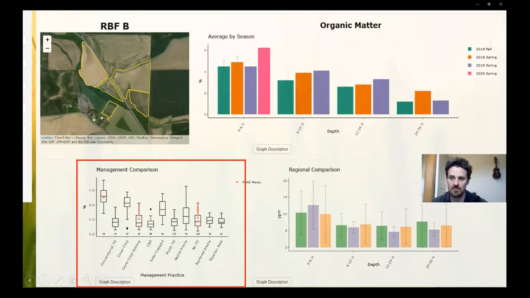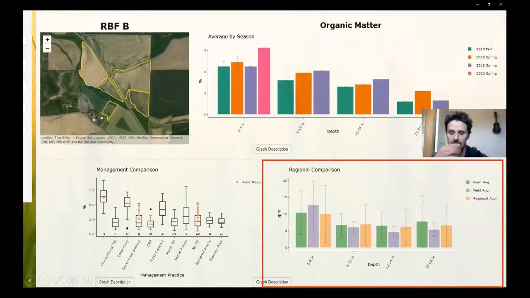The final figure that we have here is a regional comparison. This is a concentration or percentage, in this case percentage organic matter by depth. Each one of these different colored bars represents a farm average, here in green, a field average, for this particular field, RBFB, that we've selected, and a regional average. This is all based on the management practice that they've indicated to us that they're using in that field.